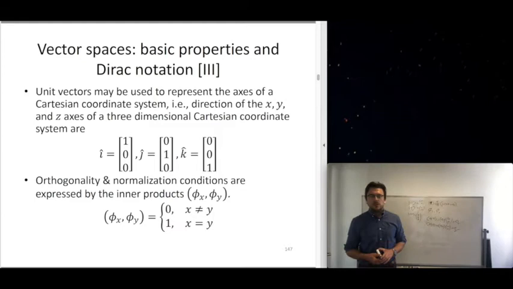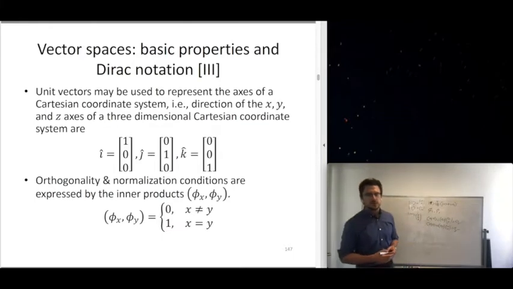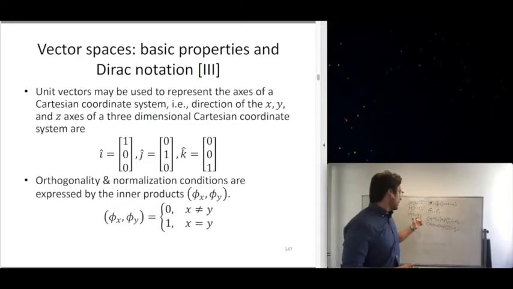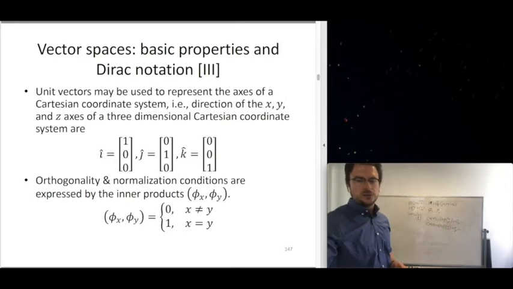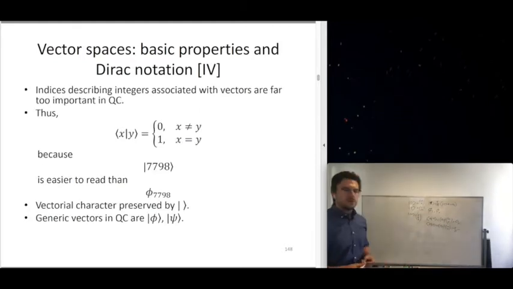Unit vectors may be used to represent the axes of a Cartesian coordinate system. For example, the directions x, y, and z of a 3-dimensional coordinate system can be given by these 3 vectors that you can see here. For x, we take, of course, (1, 0, 0). For y, we take (0, 1, 0). And for z, we take (0, 0, 1). We just proved here with a simple example how orthogonality and normalization conditions are expressed. And let's continue with the formalism.